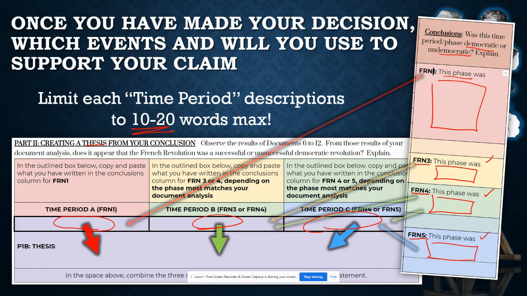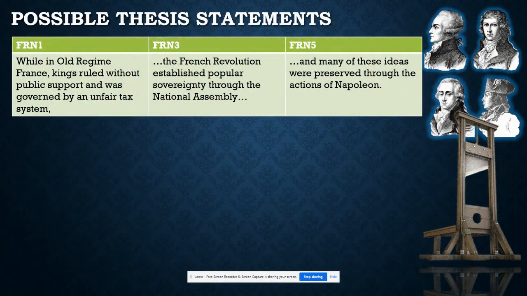All right, once you've generated your thesis statement, let's look at some samples in terms of what they may look like. For instance, sample number one. In old regime France, kings ruled without public support and was governed by an unfair tax system. The French Revolution established popular sovereignty through the National Assembly, and many of these ideas were preserved through the actions of Napoleon. This is definitely a thesis statement that supports the notion that the French Revolution was successful.